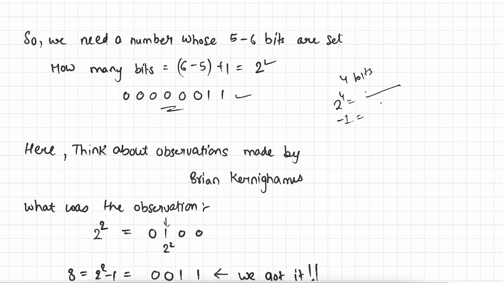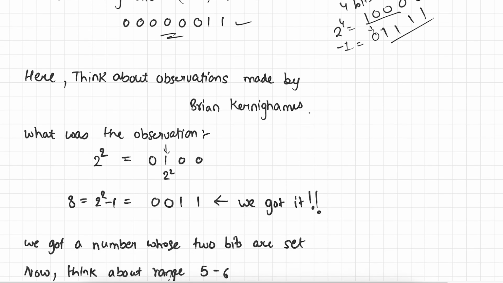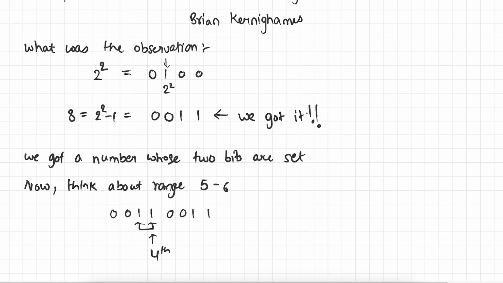So let's say we need a number whose 4 bits are set. So what we have to do? We have to find power of 2 with 4. We get a number, and if we subtract 1 from it, this bit gets unset and all the previous bits get inverted. So this is how we get a number whose 4 bits are set. So one thing is done. So we now have a number whose 2 bits are set.